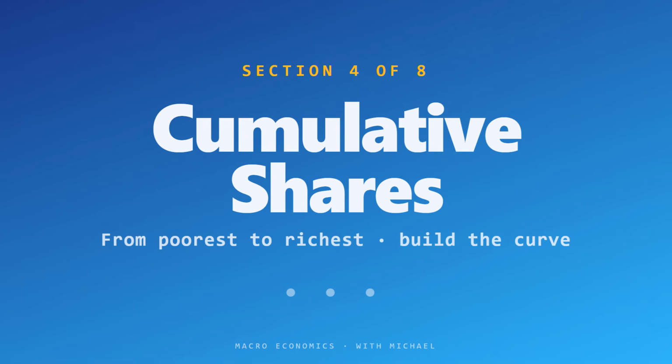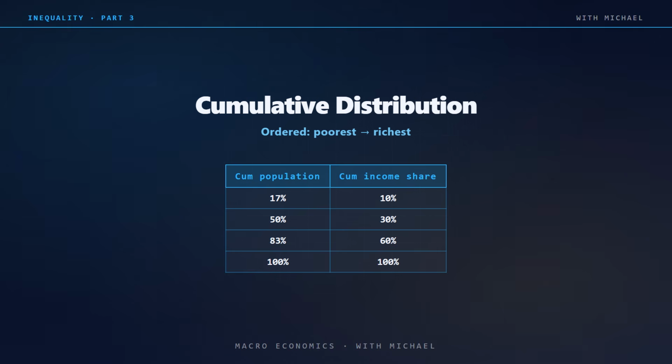Section 4. Cumulative shares. To build the Lorenz curve, we need cumulative shares. Order households from poorest to richest. Then for each cumulative position from 0 to 100% of the population, compute the cumulative share of income they collectively receive. In our 6-household example, the bottom 1/6, 16.7% of the population, receives 10% of total income.